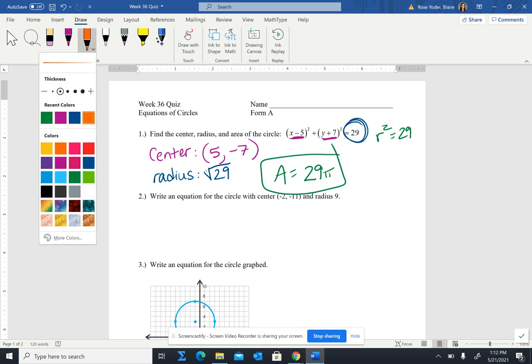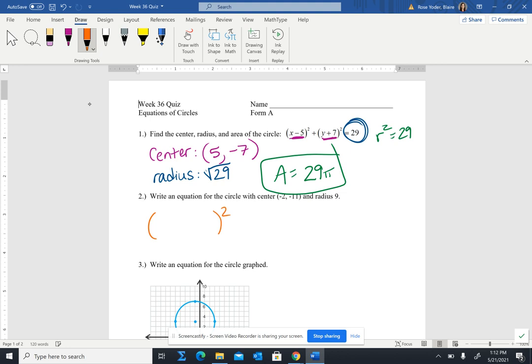All right, let's take a look at question number 2. If the center is -2, -11, and the radius is 9, first thing that I like to do is set up the format. So x minus -2, or I like to write it as x plus 2 squared, and then -11, so I like to write this one as y plus 11 squared, and then it equals 9 squared. Some people wrote 9 squared, some people wrote 81. Either one is fine.